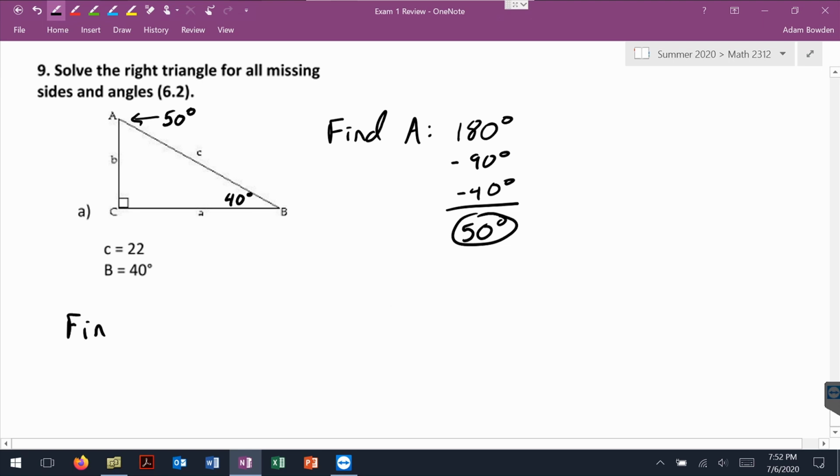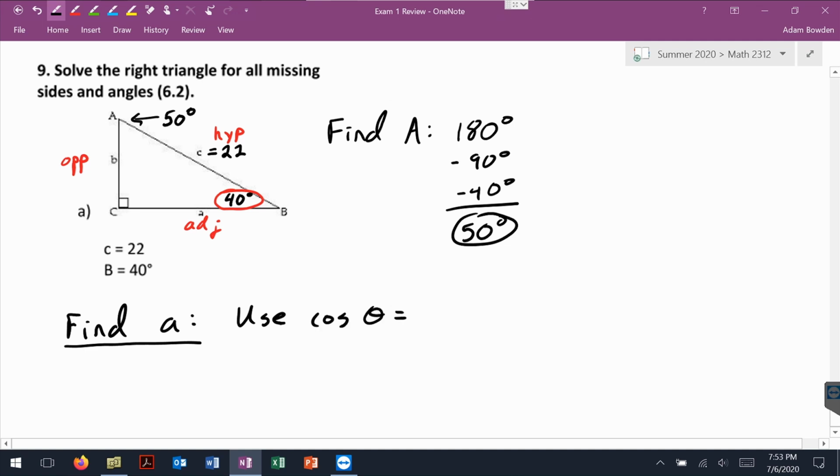Now, if we want to find one of the missing sides, we do know side C is 22. That's going to be our hypotenuse here. If I use angle 40, then this would be the side adjacent, and this would be the side opposite here. So I'm going to start off by finding side A. To do that, I'm going to use the cosine, since cosine is equal to adjacent over hypotenuse. For this, it would turn into cosine 40 degrees equals A over 22.